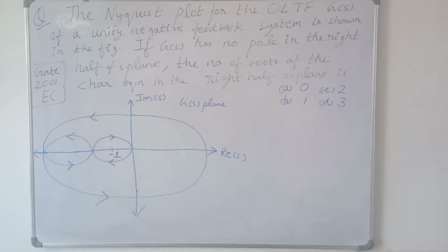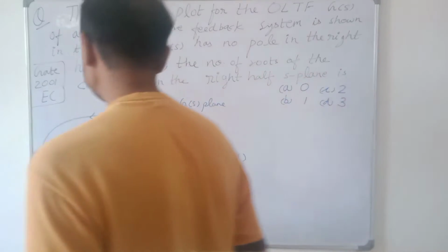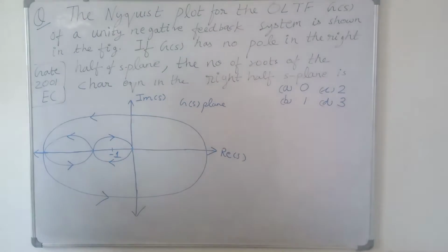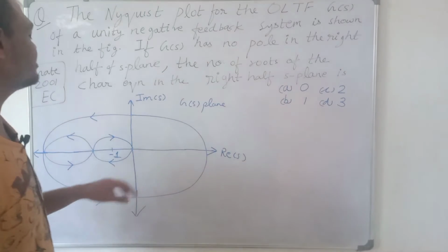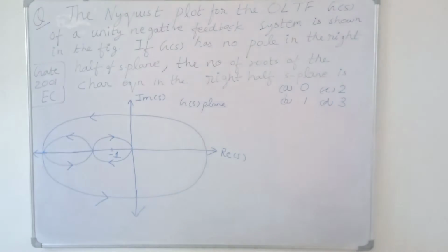So in this video we are looking at the Nyquist stability criterion. So this question says that the Nyquist plot for open loop transfer function of a unity negative feedback system is shown in the figure. So this is the Nyquist plot for a unity negative feedback system G of S.